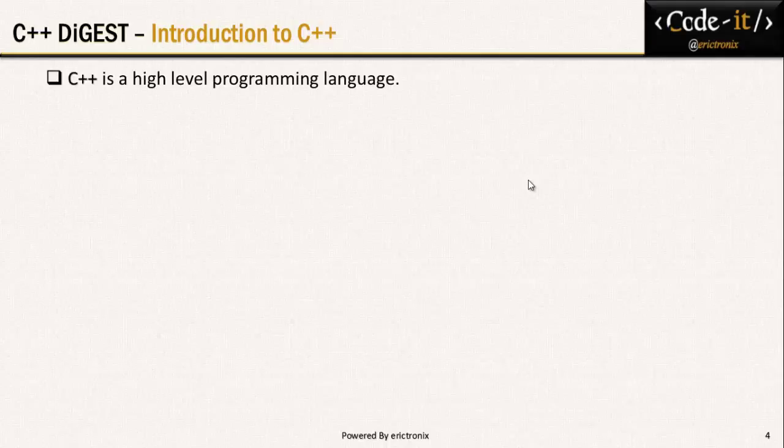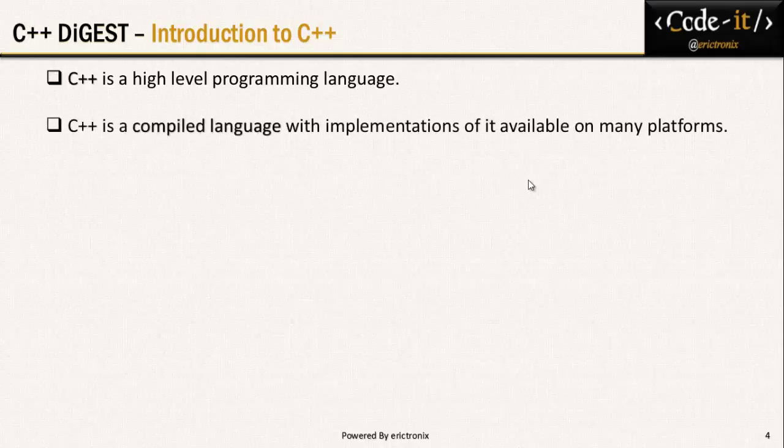C++ is a high-level programming language. This means that the program is written in a natural language such as English. The program is written in a text editor. After writing the program in a text editor, the source file is passed to a program called the compiler, which generates the executable or the object code for the program. It is the object code that the computer can understand.